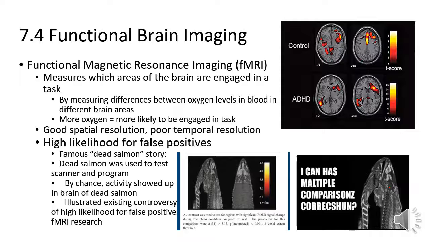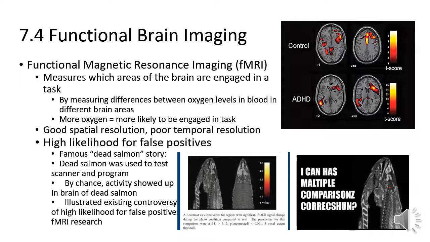One con of fMRI is that there's a high likelihood for false positives. So false positive means finding what we think is significant activity in an area of the brain when there actually isn't. And this is, in part, because the brain is active all the time, and so you have to compare the activity against a baseline or a resting state.